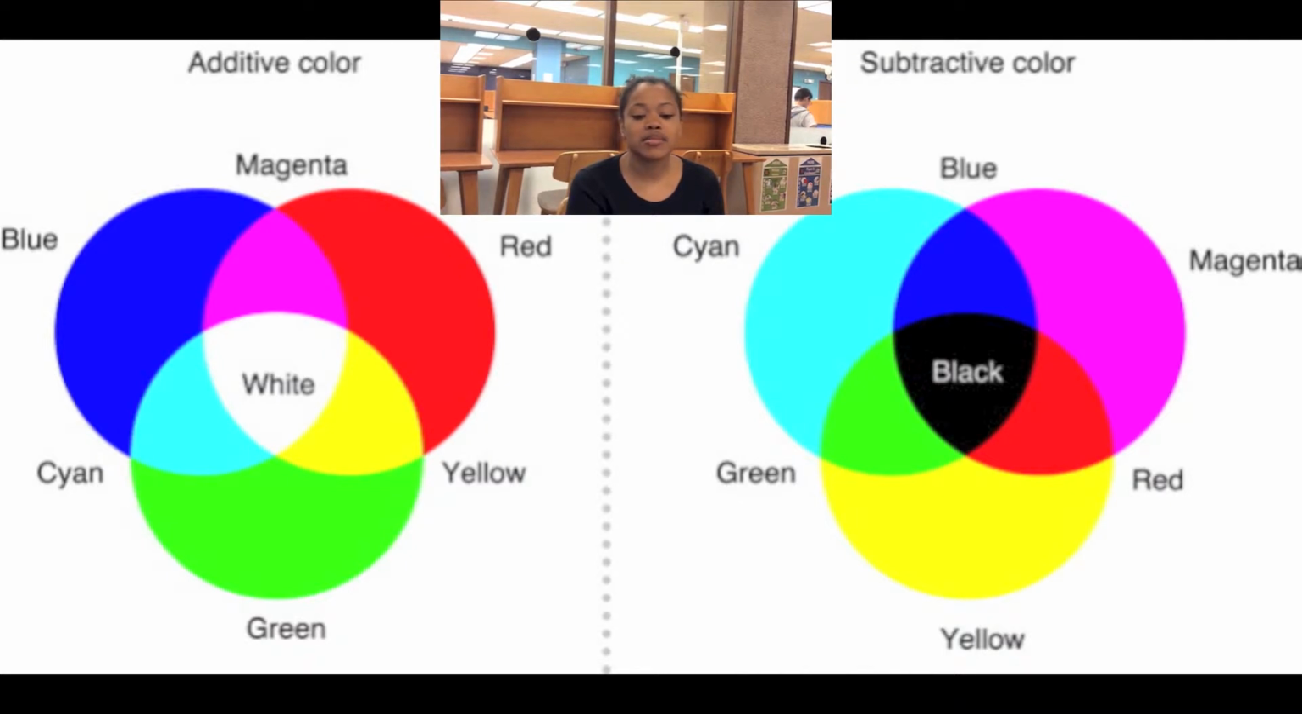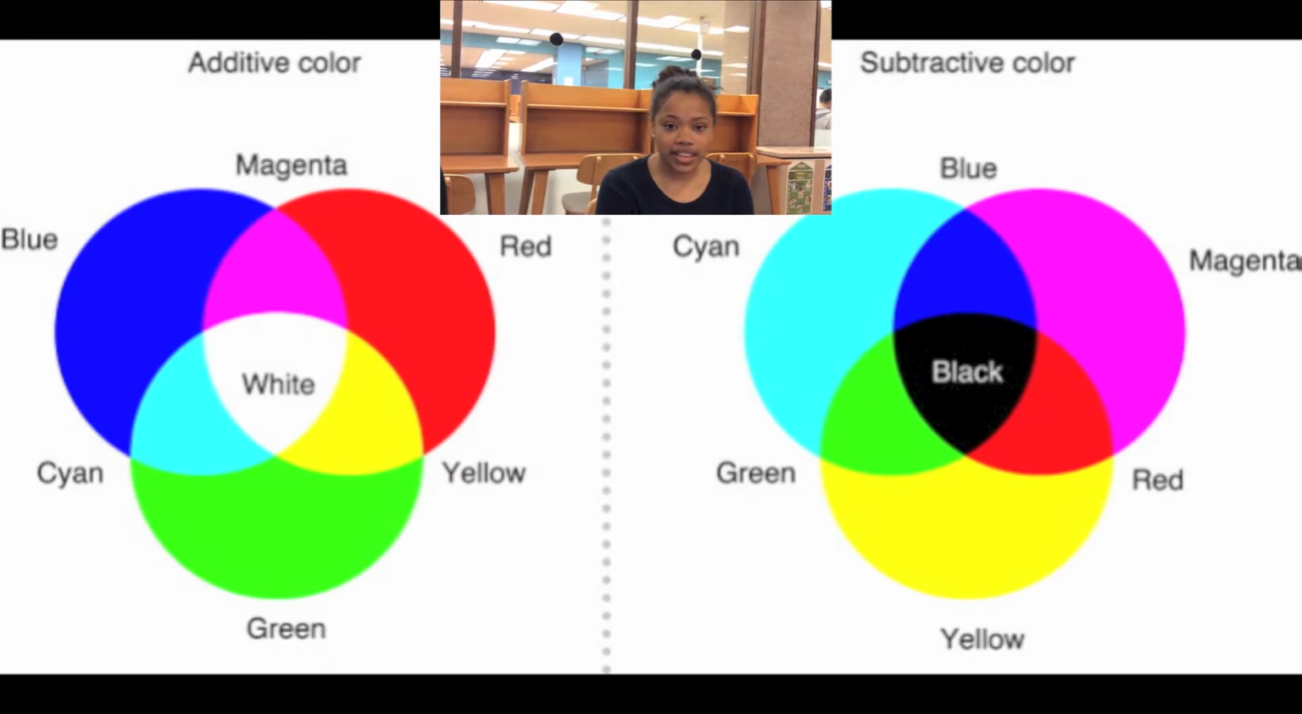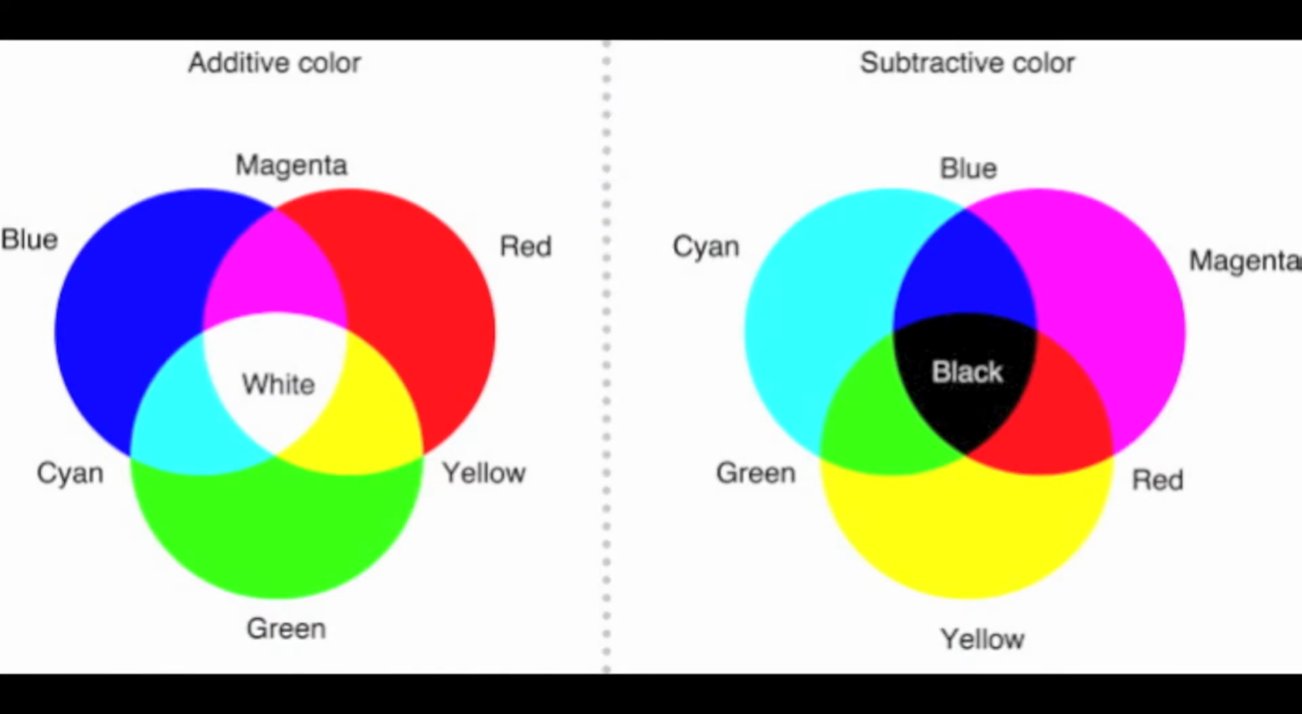And then there's the subtractive color model, which includes cyan, yellow, and magenta. In the additive color model, blue and red make magenta, red and green make yellow, and blue and green make cyan. When blue, red, and green mix together, it makes white. The additive model uses light and filters only.